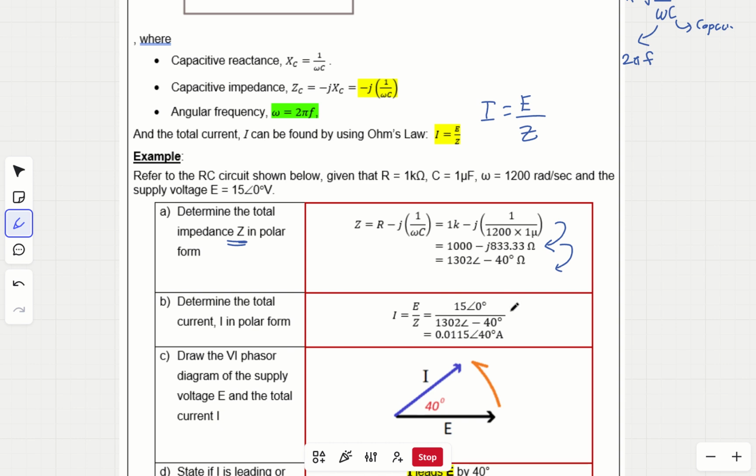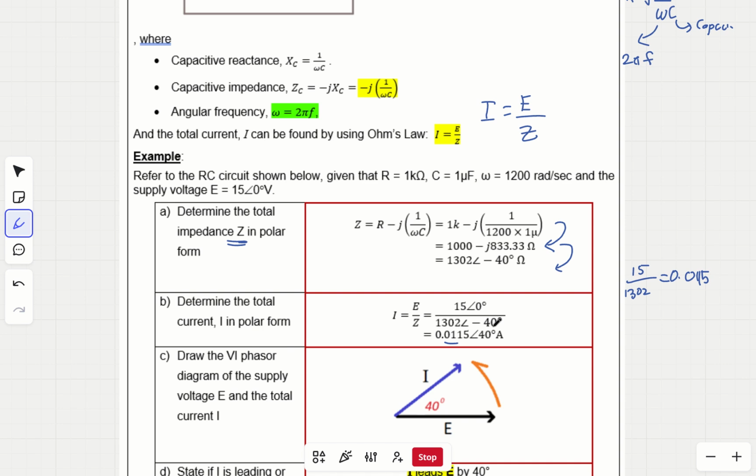So how to do this division? To divide, it's very simple. The magnitude we divide as normal, just 15 divided by 1302. Just normal division. You'll get 0.0115 and write the value here.